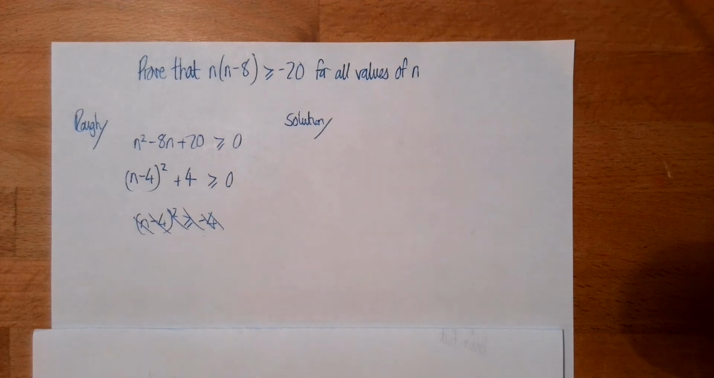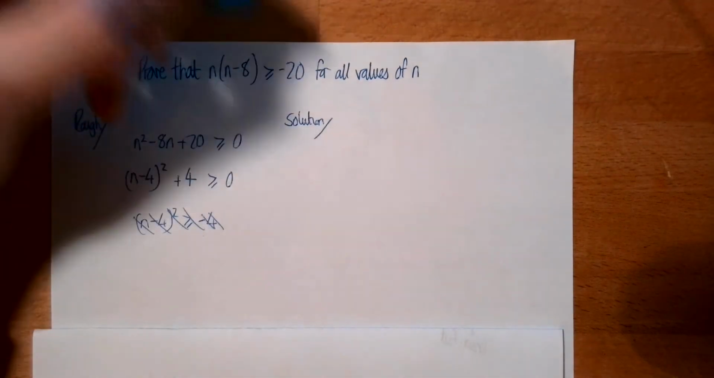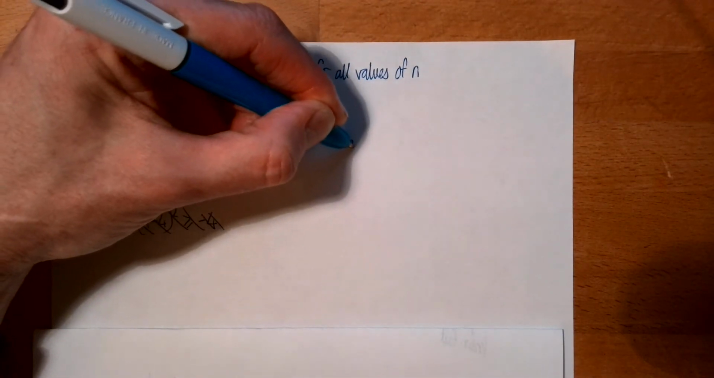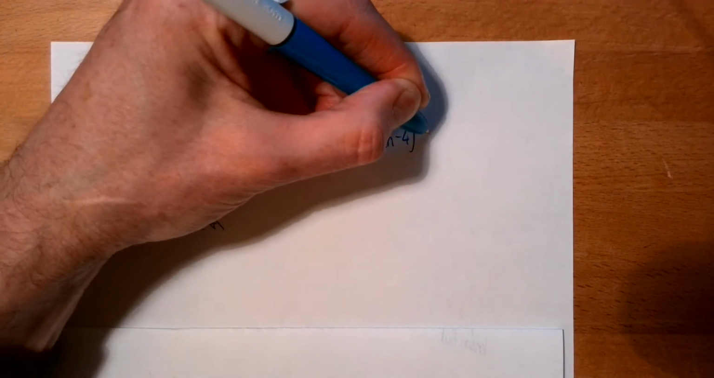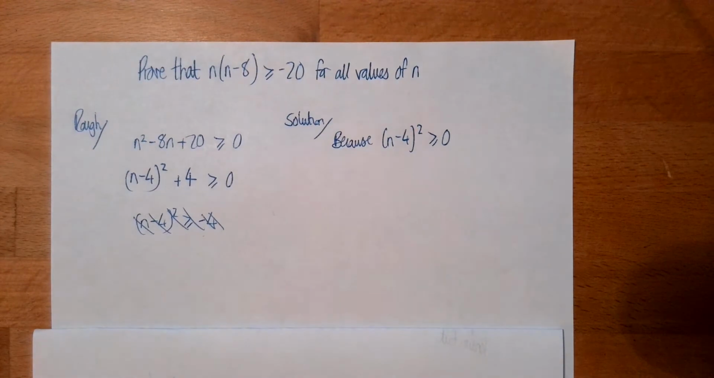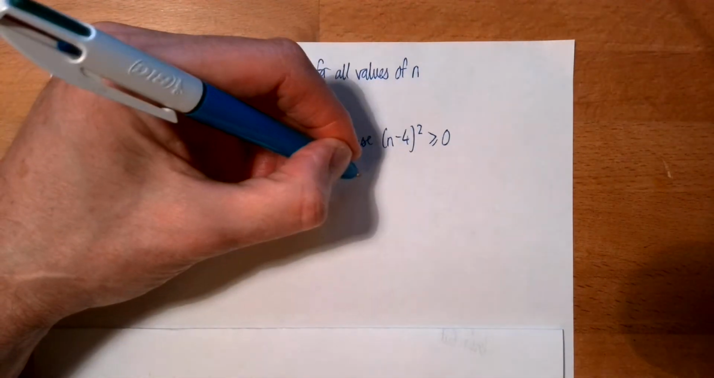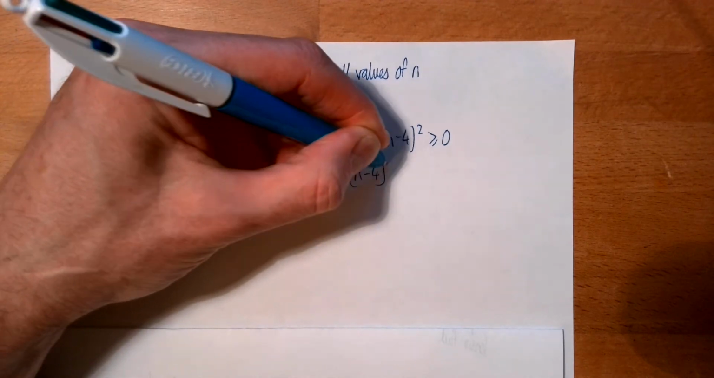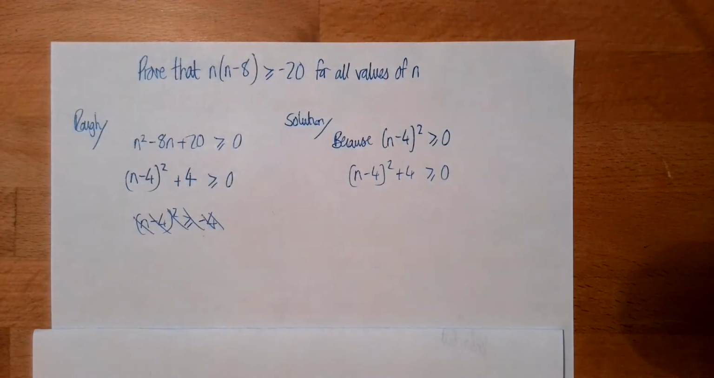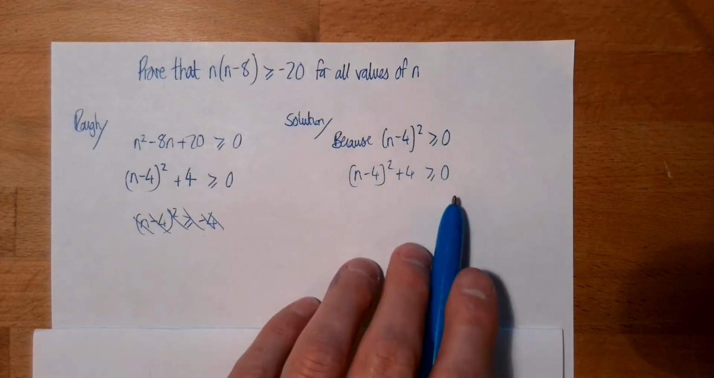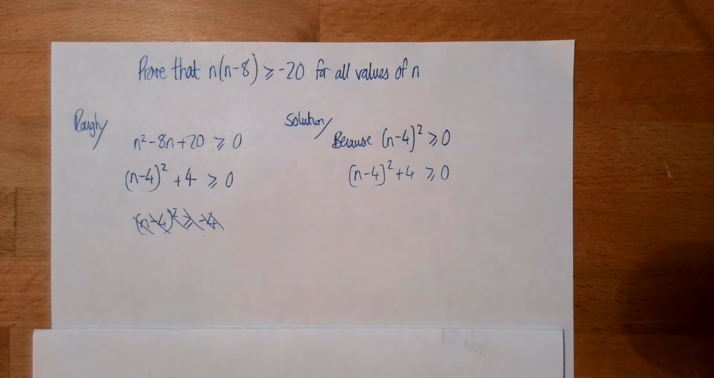So having completed the square, I would write this. I'd write, because n minus 4 squared is greater than or equal to 0, that's my known fact that I'm starting with. I can say n minus 4 squared plus 4 is greater than or equal to 0. Must be, because if you add 4, then it's still going to be greater than or equal to 0.